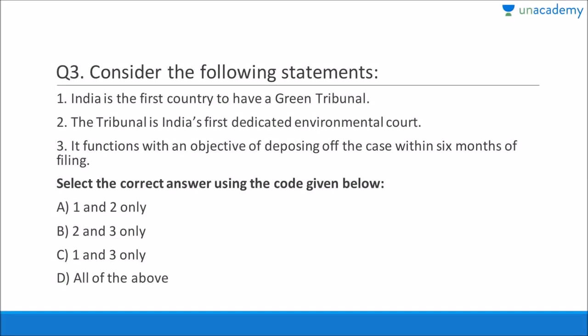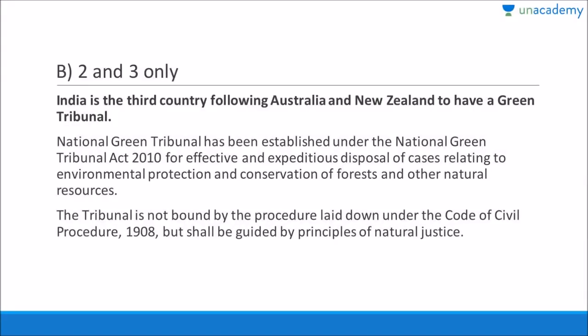Question number 3, consider the following statements. India is the first country to have a green tribunal. This is wrong. India is the third country, followed by Australia and New Zealand. The tribunal is India's first dedicated environmental court, correct. It functions with an objective of disposing of the case within 6 months of filing. So this is also correct. Answer here is B, that is 2 and 3 only.